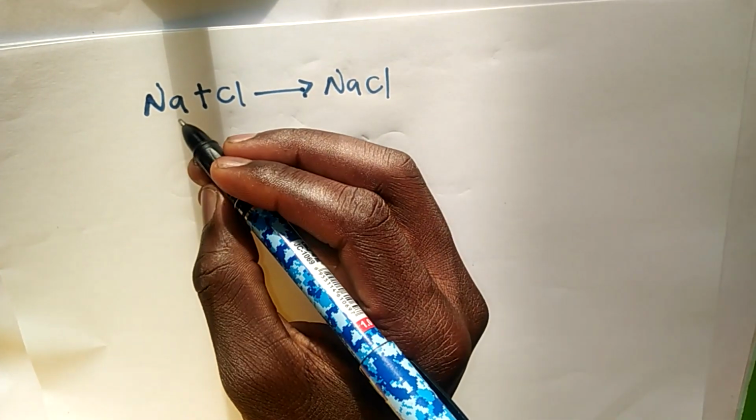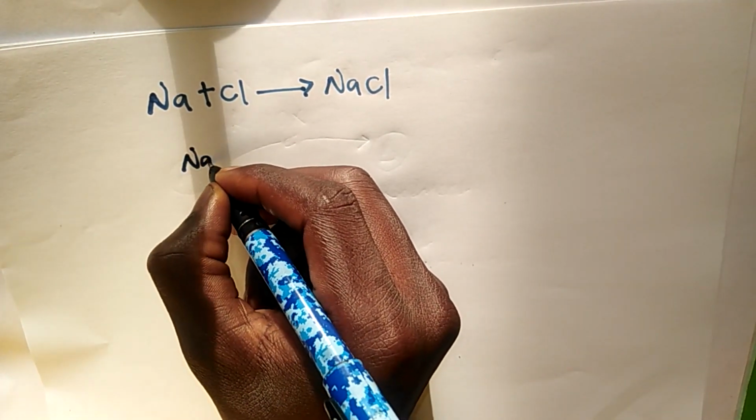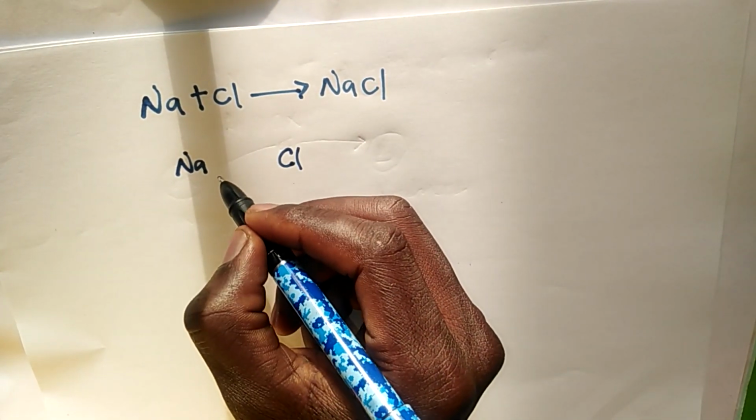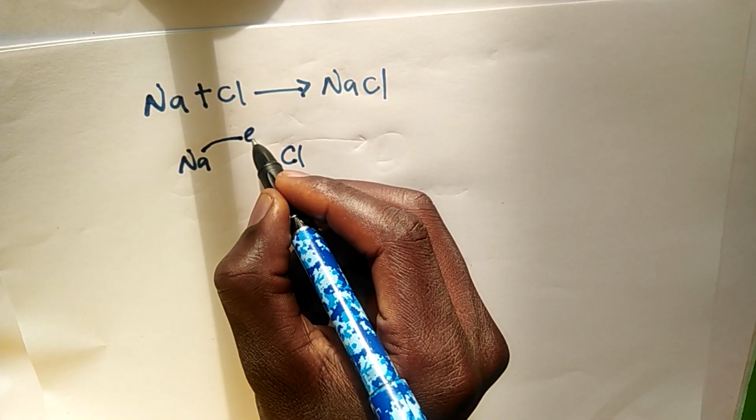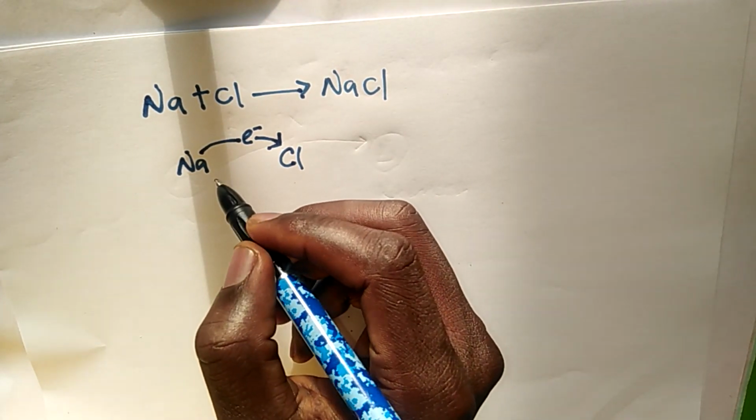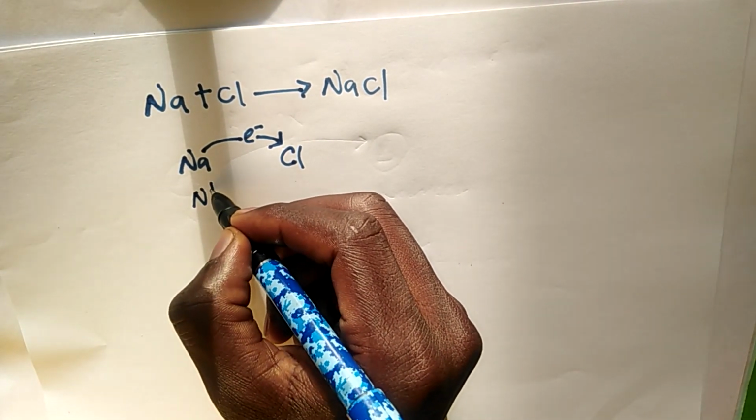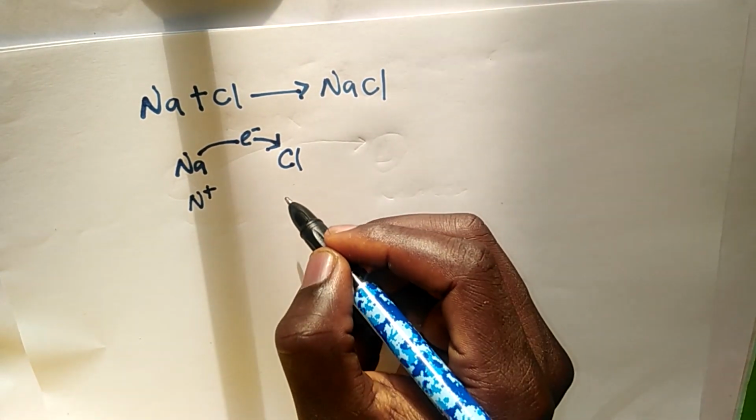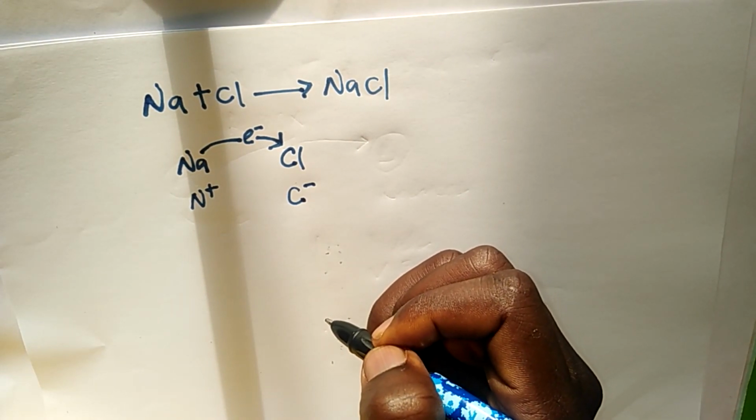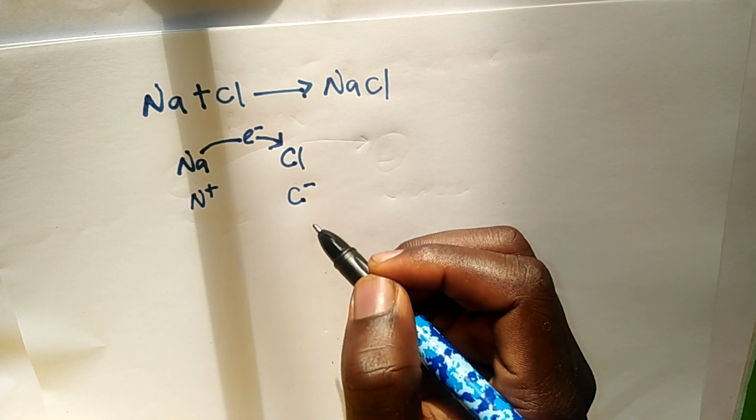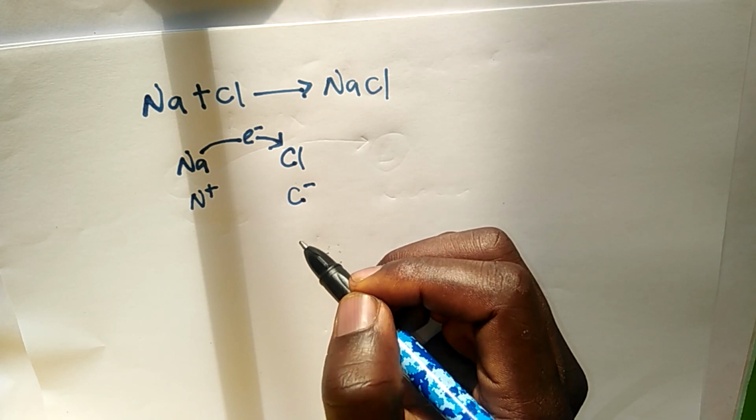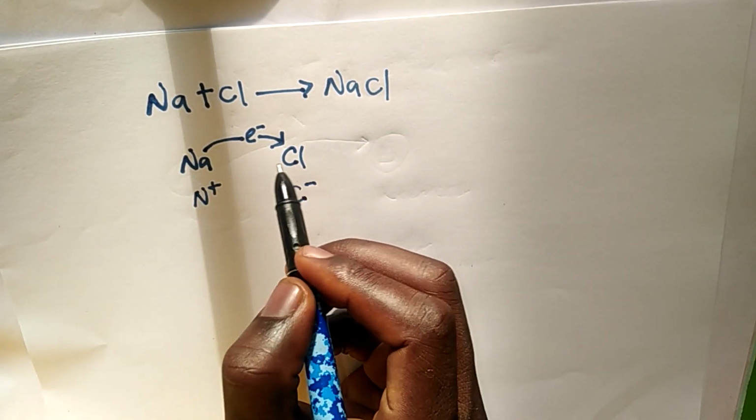We have sodium, and then we have chlorine. Sodium transfers one electron to chlorine. Therefore, sodium becomes positively charged because it loses one electron, while chlorine gains an electron and becomes negatively charged. Chlorine becomes negatively charged because it gains an electron. But at first, both were electrically neutral.